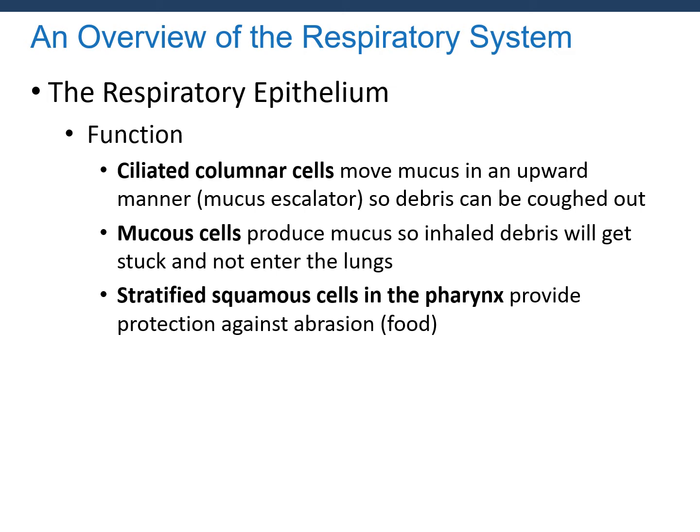They move mucus in an upward manner, and this is going to help create a mucus escalator or elevator, which allows it to eliminate debris that can be either coughed up or pushed back into the digestive tract for digestion. The mucus cells are going to produce this mucus, so inhaled debris will get stuck and not enter the lungs. And then finally, there are stratified squamous cells in the pharynx that provide protection against abrasion from food.